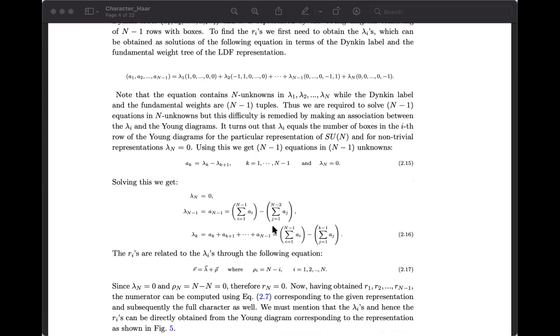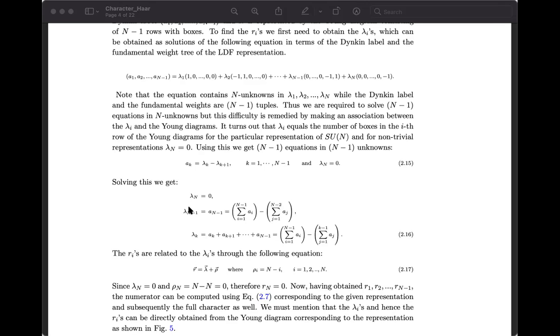The reason is basically that the a's are known to us. Why? Because we know which representation we are going to work with. Once we know that, we know its unique Dynkin label, and from there we can extract the ai's, right? So then using equation 2.16, we can get the lambda i's. That means we can reconstruct the lambda vector.